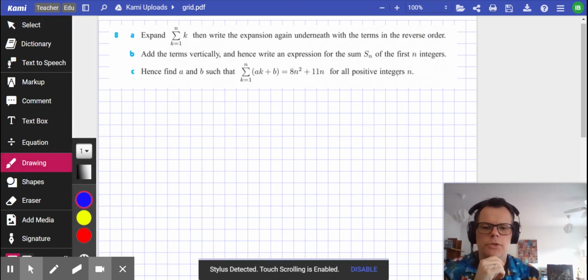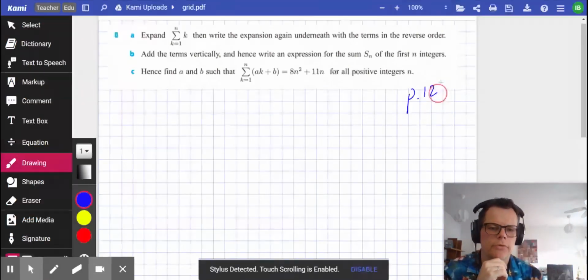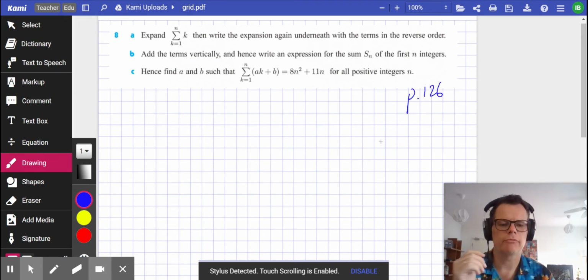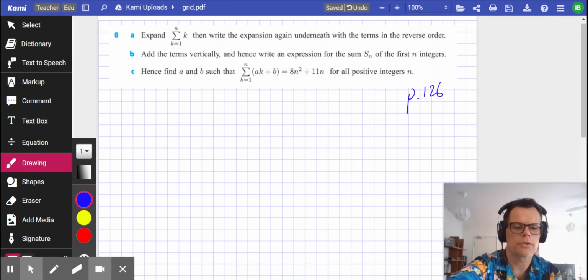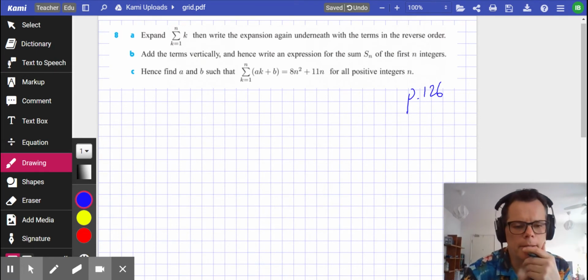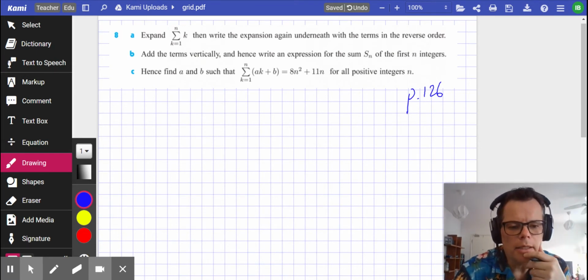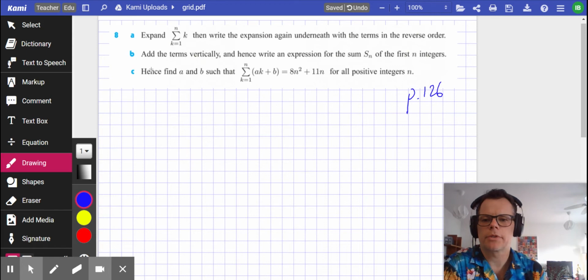Okay, I've been asked about this question from page 126 of the core book. It's very highly unlikely this will be a question that will come to you on an AI paper, but I'll go through it anyway just to show you what it means.